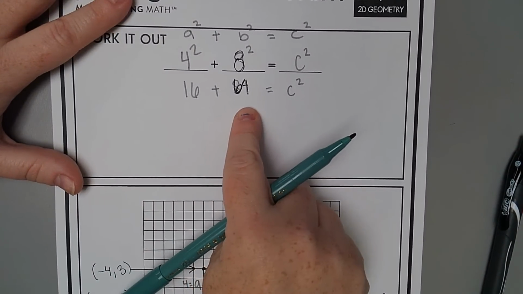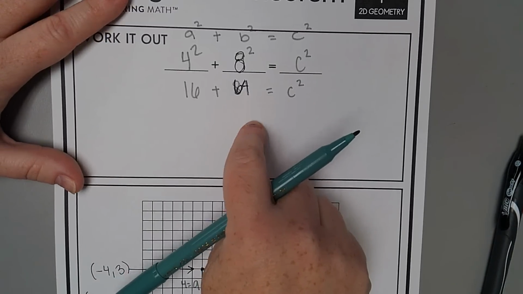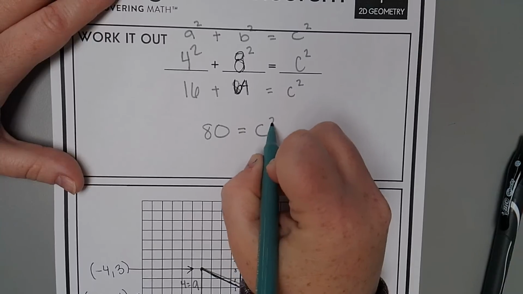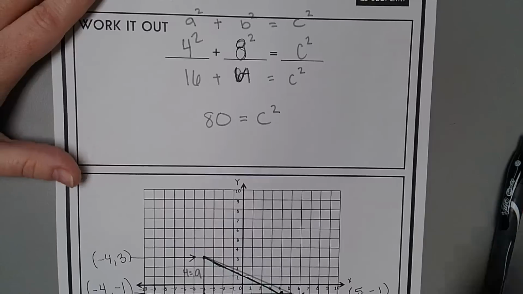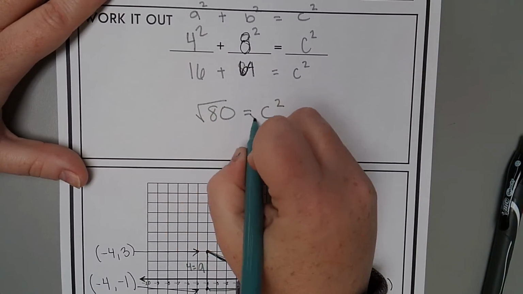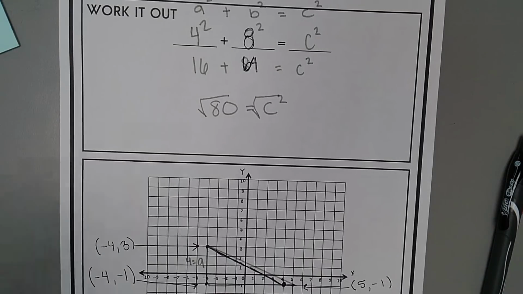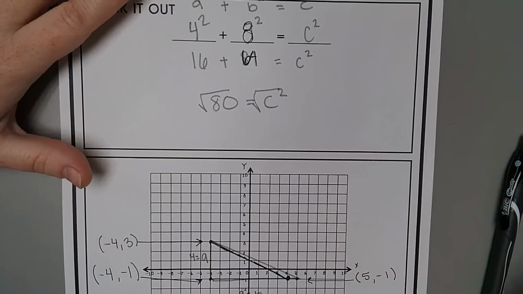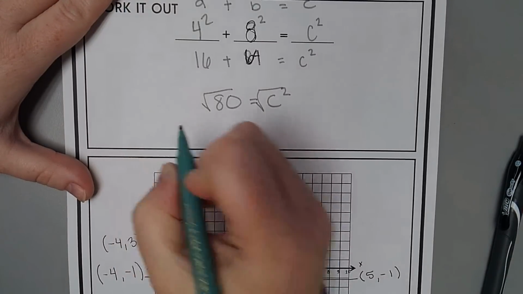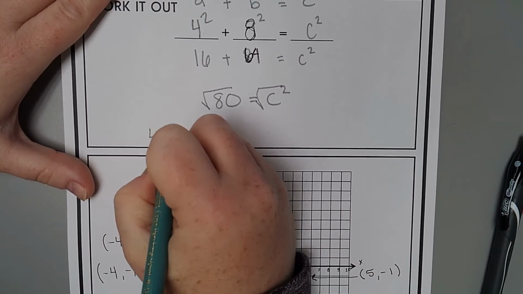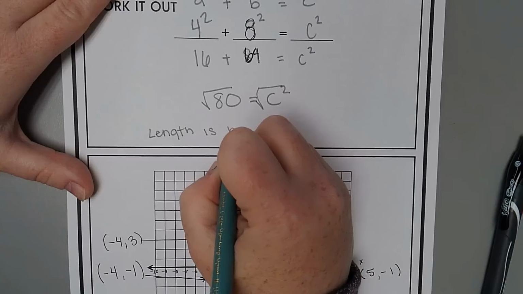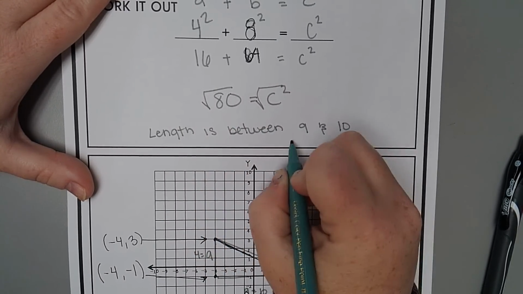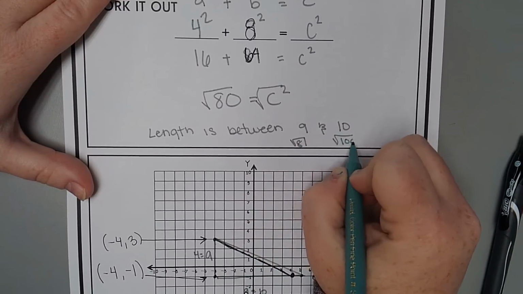16 plus 64. 6 and 4 is 10. Carry 1, so that gives us 80. The opposite of squaring is to square root. 80 is not a perfect square, so we aren't going to get a whole number square root. It would be between 9 and 10, though. 9 is the square root of 81. 10 is the square root of 100.